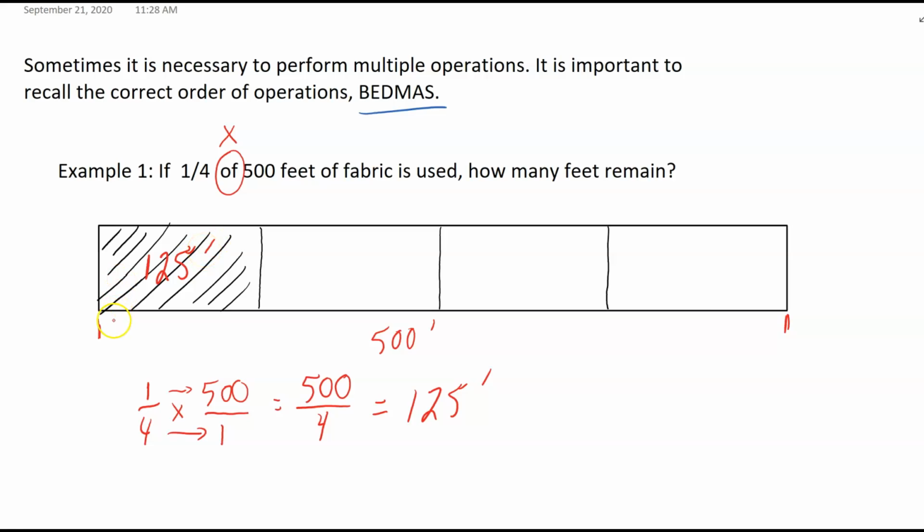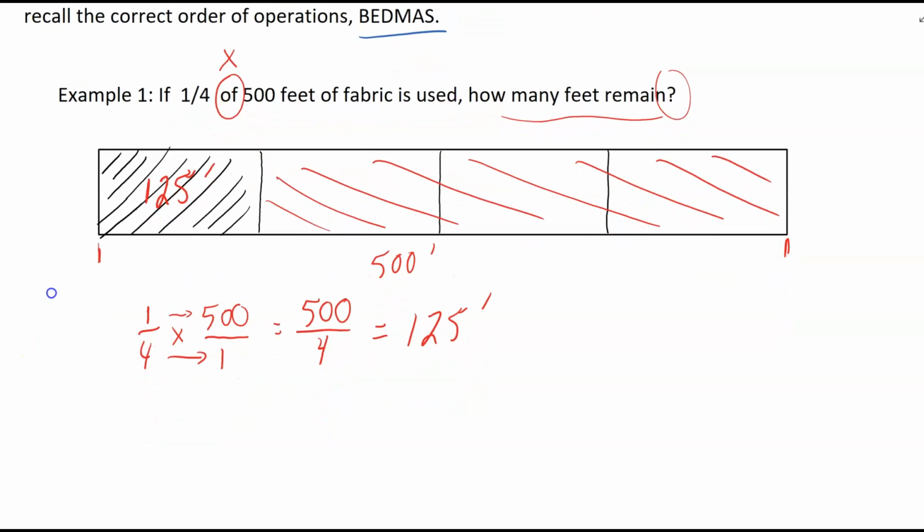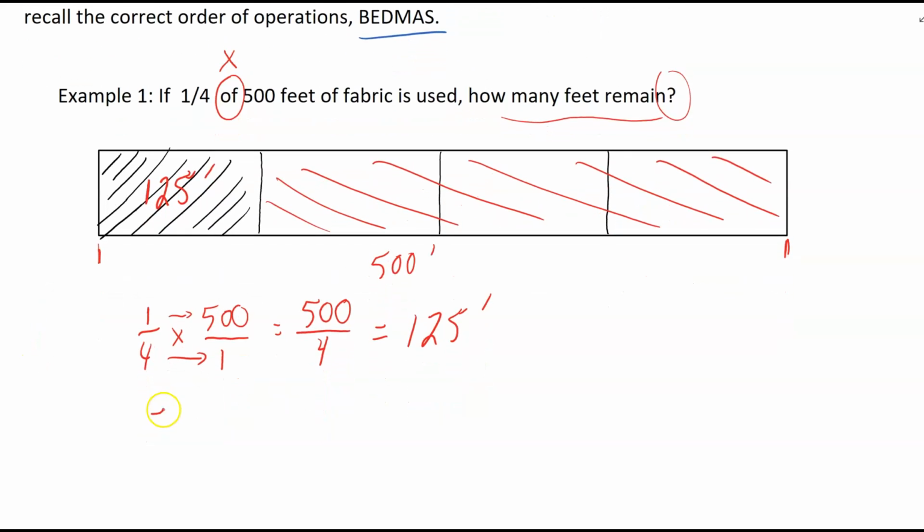Well, if that's 125, then what we are asked is how many feet remain. So that's this area over here. So now we have the second operation that we need to perform, and that is our 500 feet, subtract 125 feet, leaving us with 375 feet.